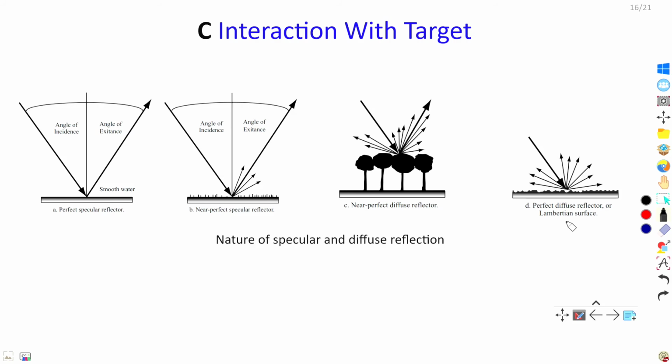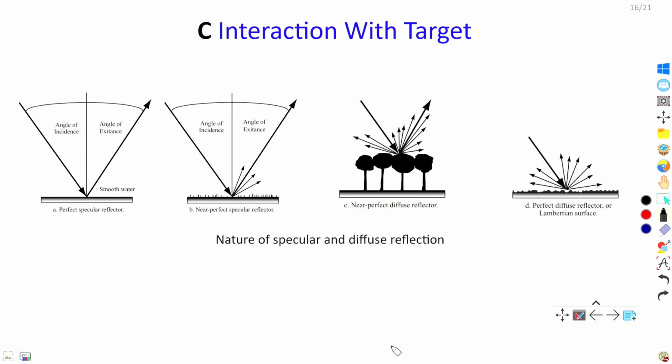as a Lambertian surface. So pause the video here and think: for the application and process of remote sensing, out of specular and diffuse reflection, which one is suited for remote sensing? Pause this video and think about it for a minute.